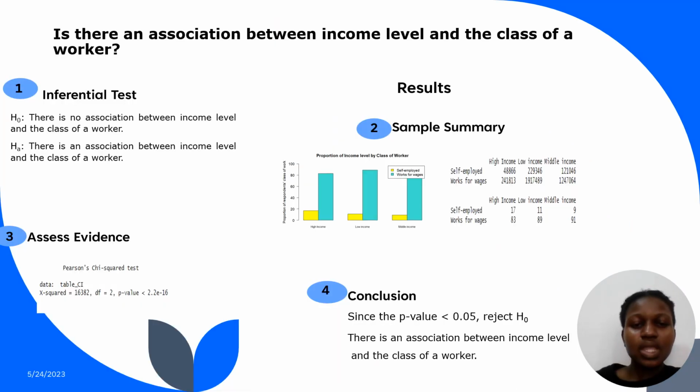Let's see how it worked. In testing my first association between income level and the class of worker, I first made my inferential test by stating the null hypothesis, which was no association between the two variables, and the alternate, which was there's an association. My sample data was collected, summarized into a frequency and proportional table based on the column totals, and represented on a graph. From here, we could see that there might not be an association between the two variables, as the total number of respondents who worked for wages exceeded those who were self-employed. However, the p-value stated differently. Because it was less than 0.05, I rejected the null hypothesis, stating that there's an association between income level and class of worker.